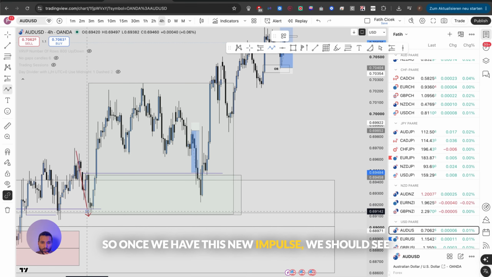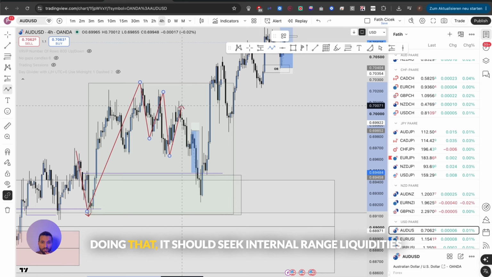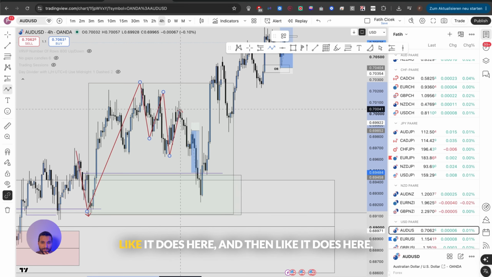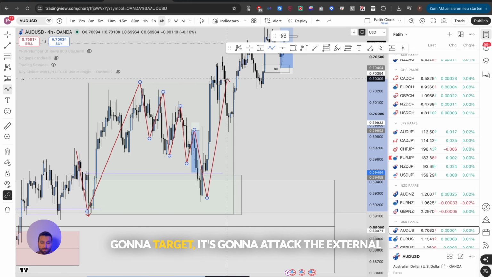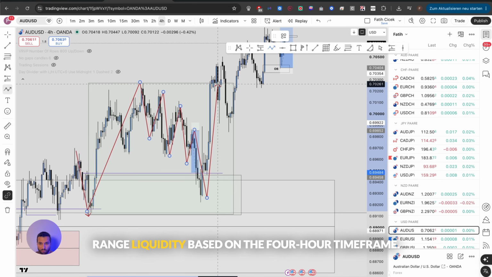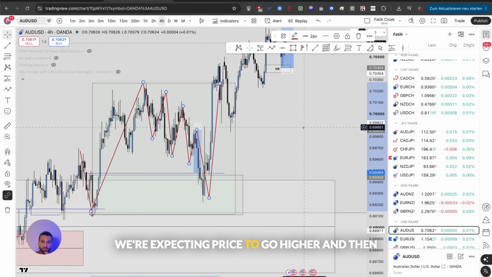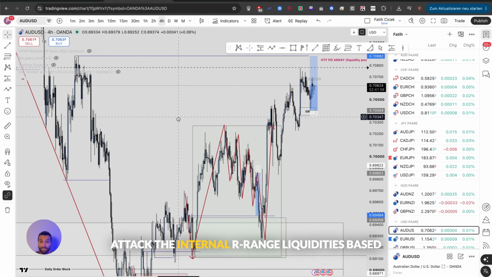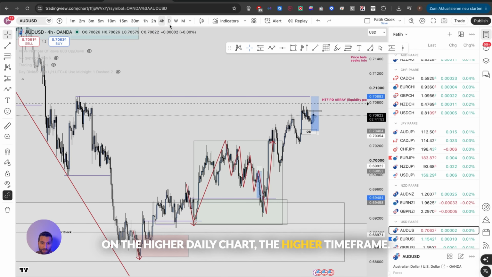So once we have this new impulse, we should see some sort of retracement, and whilst price is doing that, it should seek internal range liquidities like it does here, and then like it does here, it's going to retrace, rebalance price, and then attack the external range liquidity based on the 4 hour time frame. Because why? Because in the context of the higher time frame, we're expecting price to go higher and then attack the internal range liquidities based on the higher daily chart, the higher time frame.